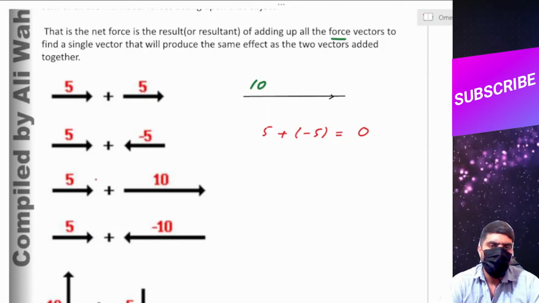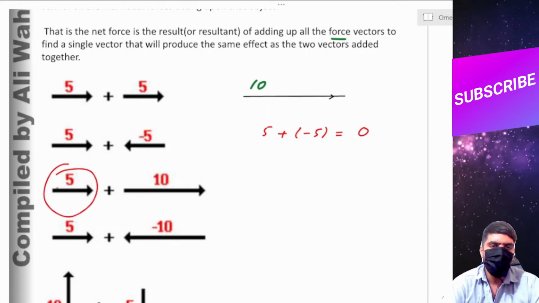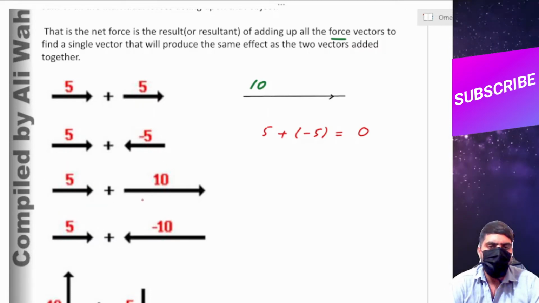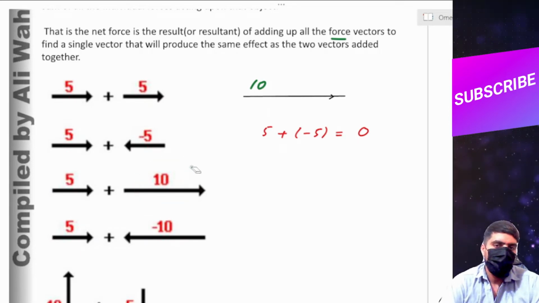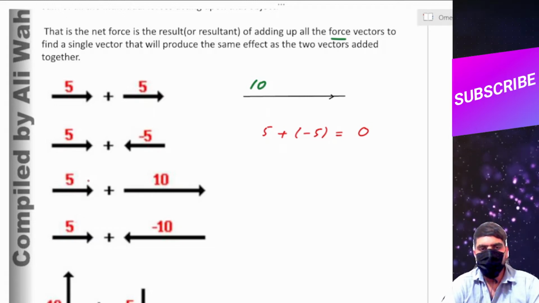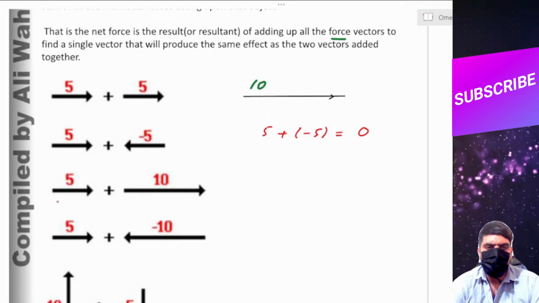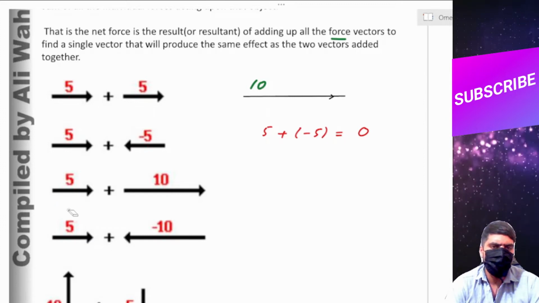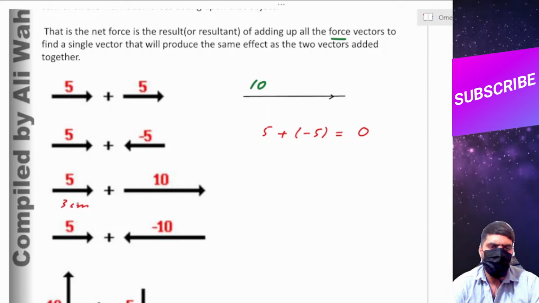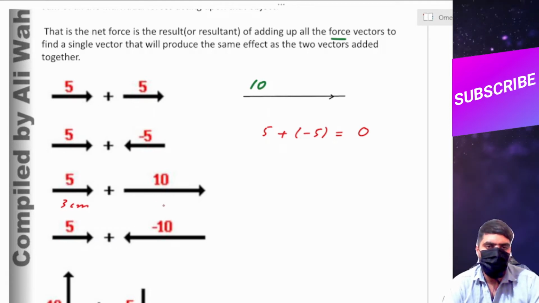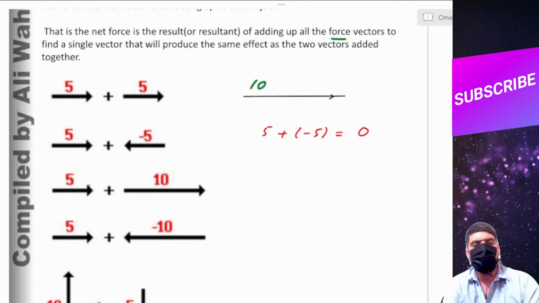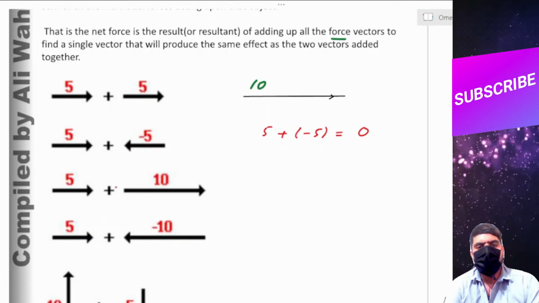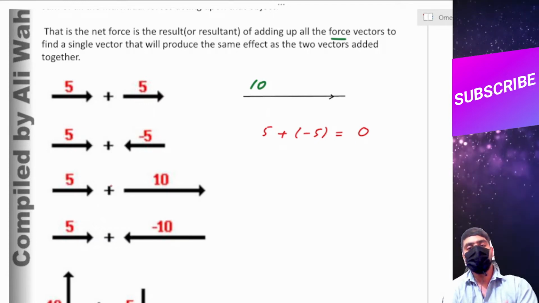Then we have the third case. We have a vector of 5 Newton and we are adding a vector of 10 Newton, a force of 10 Newton and a force of 5 Newton. You notice one thing: the length of this line, let's say if this one is representing 3 centimeters, then this one is double the length of the previous one. So this one would be approximately 6 centimeters. Ideally, it should be 6 centimeters, double the length of the previous one, because once again, length represents the magnitude of the vector.